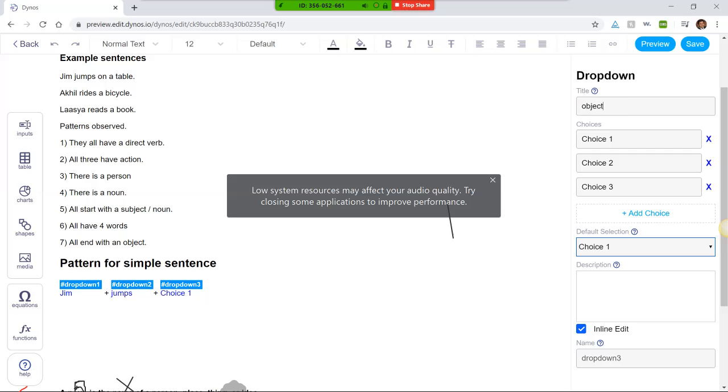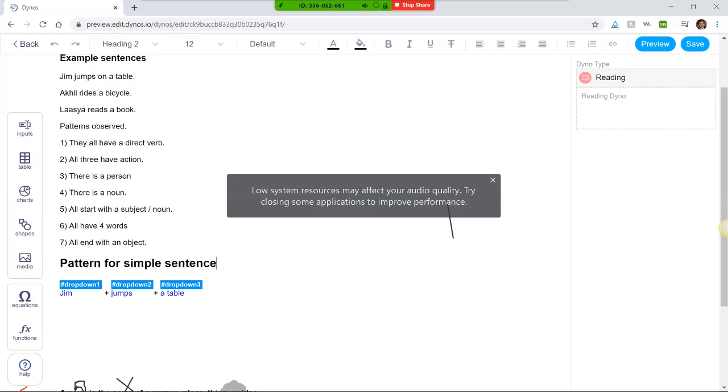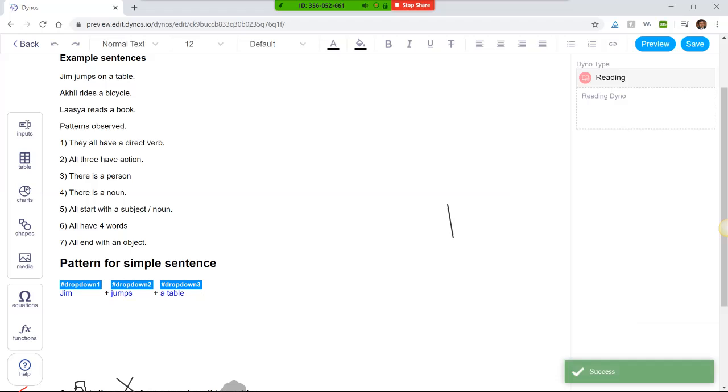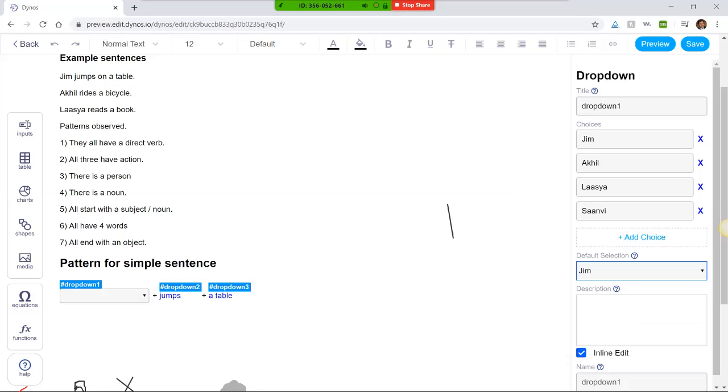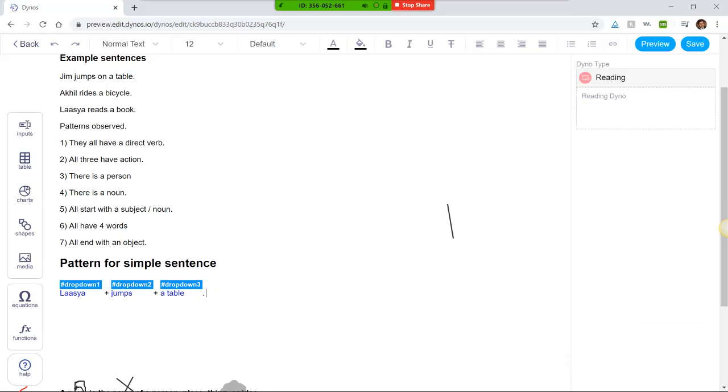Table, bicycle. We can say actually a table or just table. A bicycle. A book, right? You see that? Now, you can replace the gym with something else, and you can do mix and match with this pattern, right? You can have multiple sentences with the same pattern. You see that?